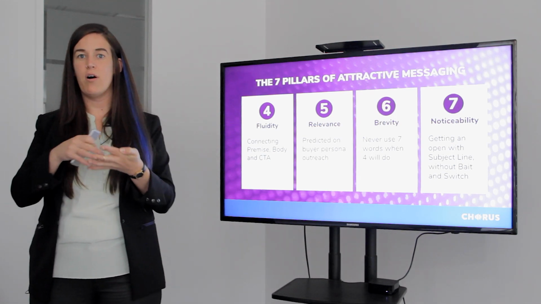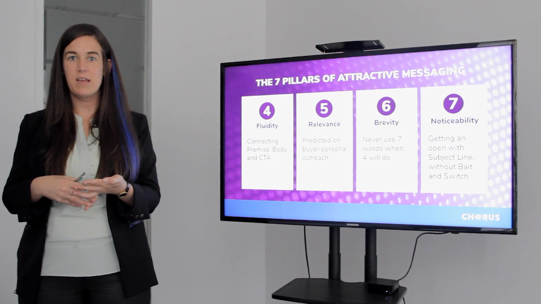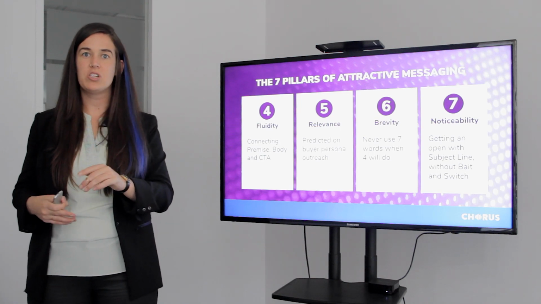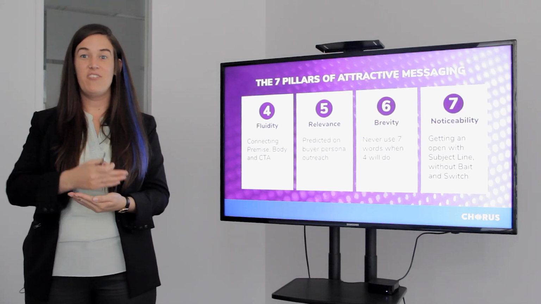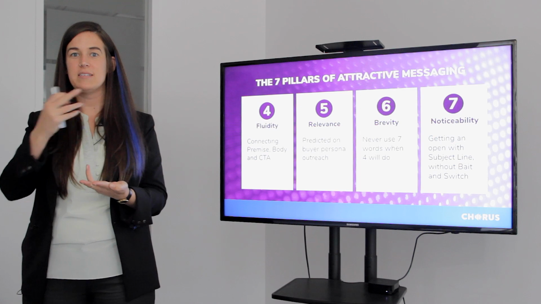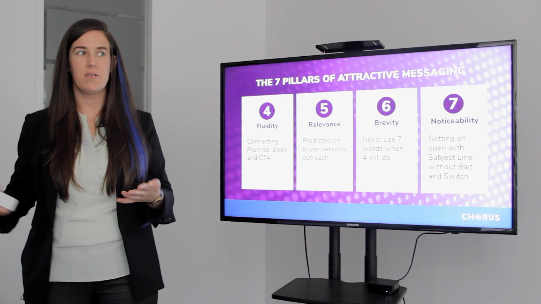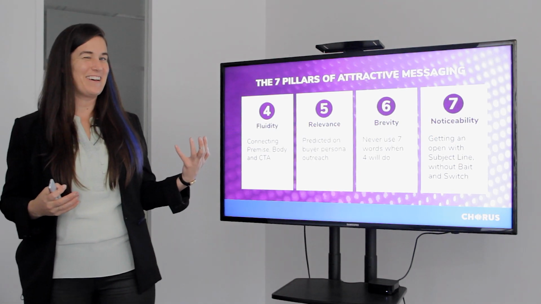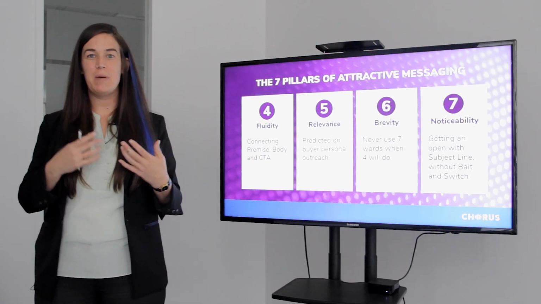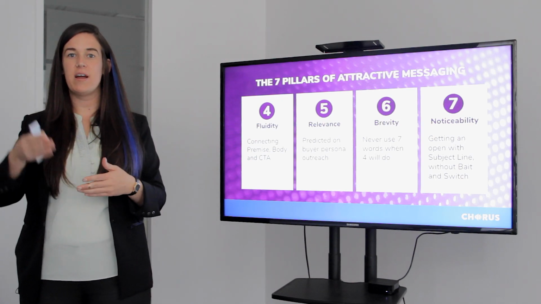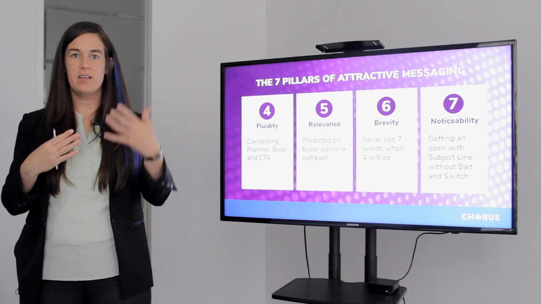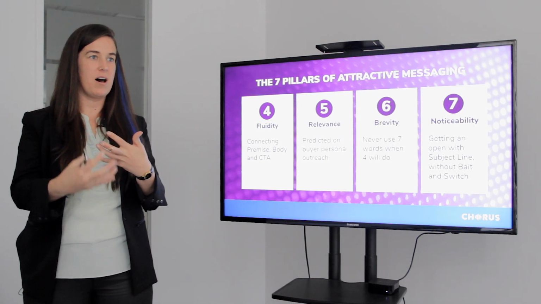But instead of picking all 3 of those value props in one email, I want to pick one and make sure that I nail it home. And then if I don't get a response, I want to pick the second one and third and so on. So fluidity is all about picking one premise and making sure that whatever you highlight in the premise, you highlight in the body, and then you drive home in the CTA.